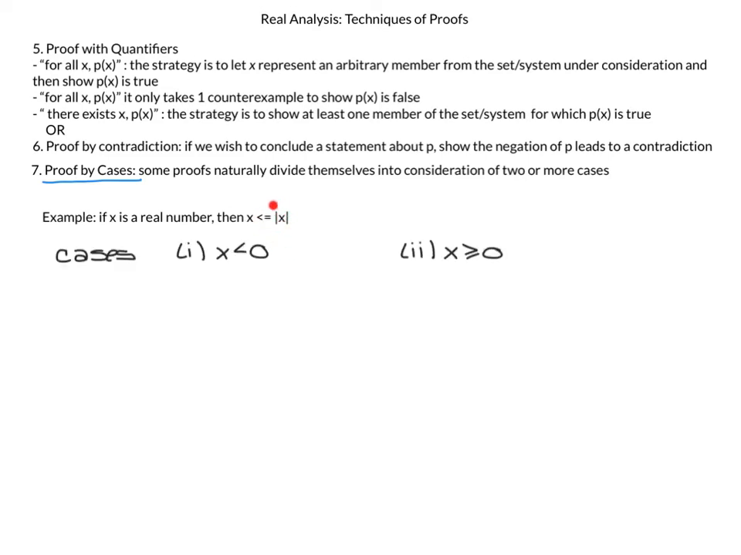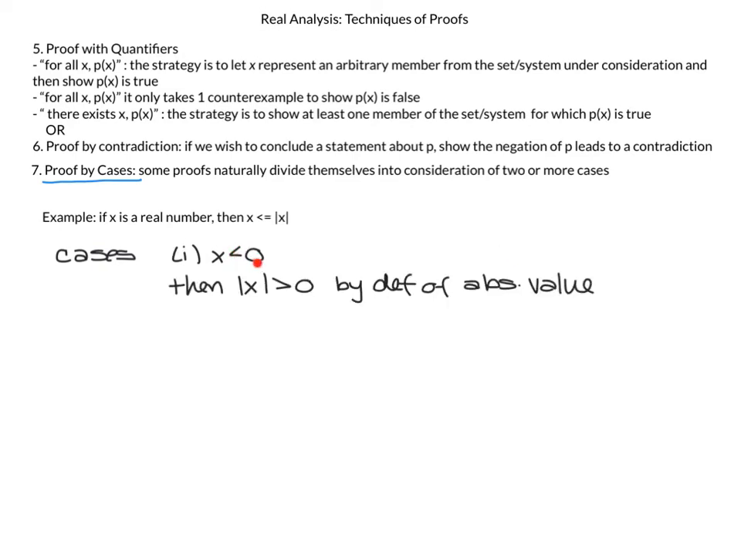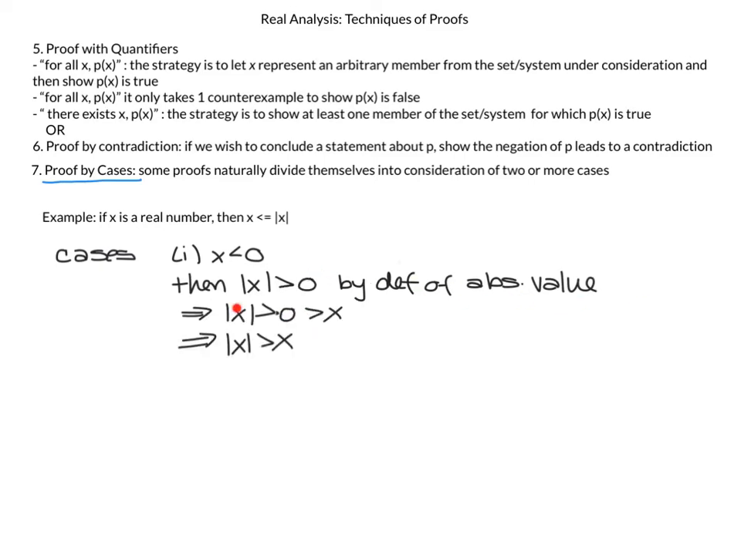Because this is an absolute value, there are two natural cases. One is that x is less than 0, and one is that x is greater than or equal to 0. So when x is less than 0, then the absolute value is always greater than 0 because that's the definition of absolute value, which is greater than x, which means the absolute value is greater than x. So this part is true.